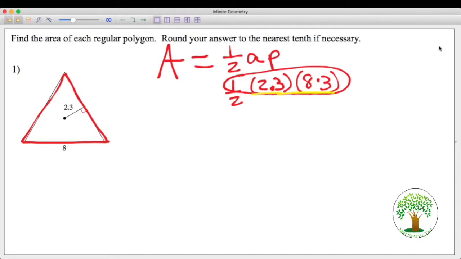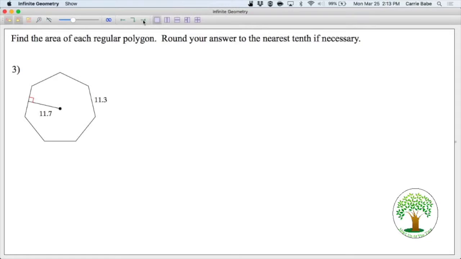I got 9.545. Divided by 2? You already divided by 2? Yeah. Okay, so what did anybody else get? Something like 27. 27.6. Okay. Fantastic.